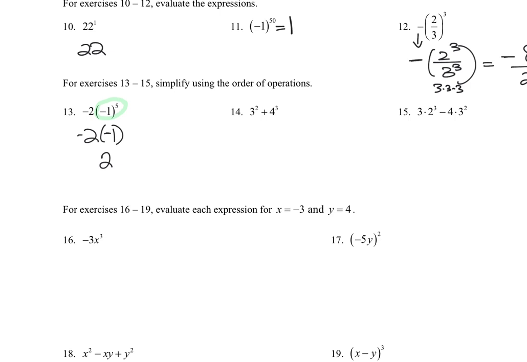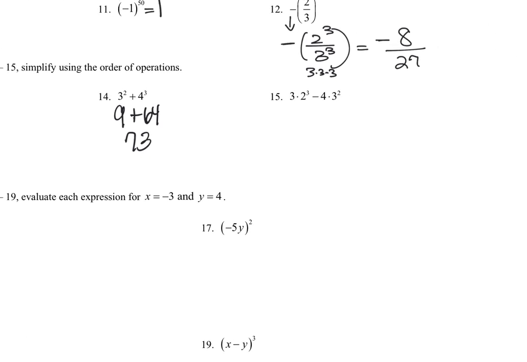14, I have to do the exponents first. That's 3 times 3 is 9, plus 4 times 4 is 16, and 16 times 4 is 64. Then if you add 9 and 64, you do get 73.